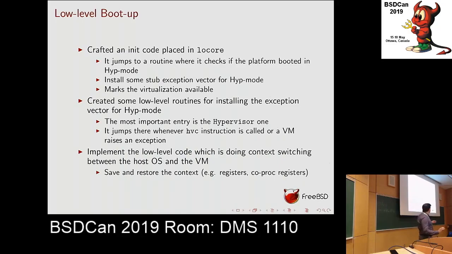And also, we wrote the low-level code that does the context switch between the host and the VM, as I was telling you earlier. Basically, a context switch means that we have to save all the registers of the host, restore the registers of the guest, and make the guest run. And when the guest has an exception or decides to exit, we have to save the guest registers, load the host ones, and continue running the host. So basically, it's a tight loop of saving and restoring. It is very important to be accurate, because here bugs can crash the host and also the guest, and it is very hard to debug at this point.